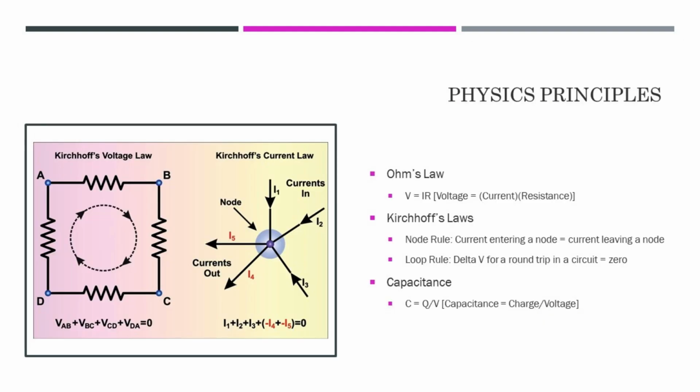Ohm's law states that the voltage is equal to current times the resistance. Kirchhoff's laws are the node rule and the loop rule. The node rule says that the total current entering a node is the same as the total current leaving a node, and the loop rule states that the change in voltage for a round trip in a circuit is zero. And then for capacitance, we use the formula capacitance equals charge divided by voltage.